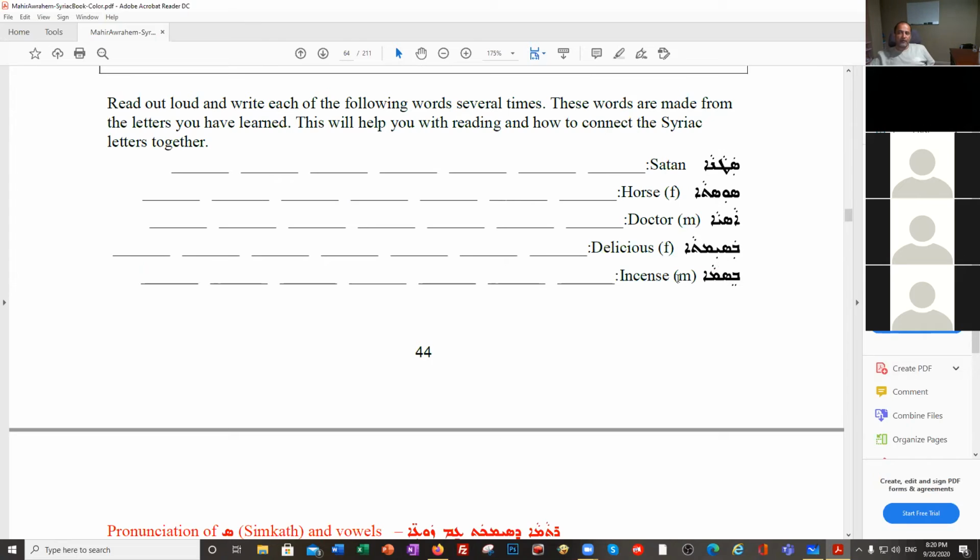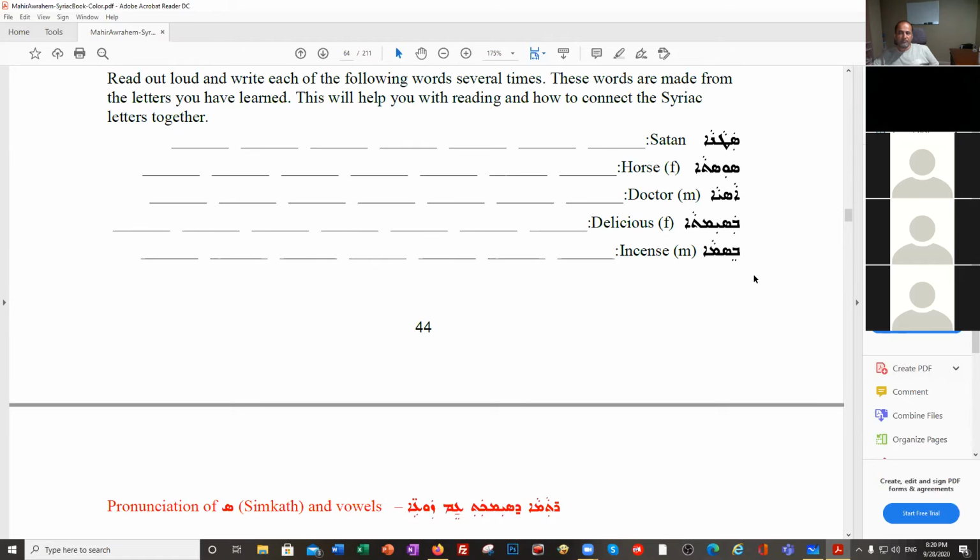And finally, can you read this one? And if you can tell me where we use it. Bisma. And where we use this? Bisma, the one that smells good.